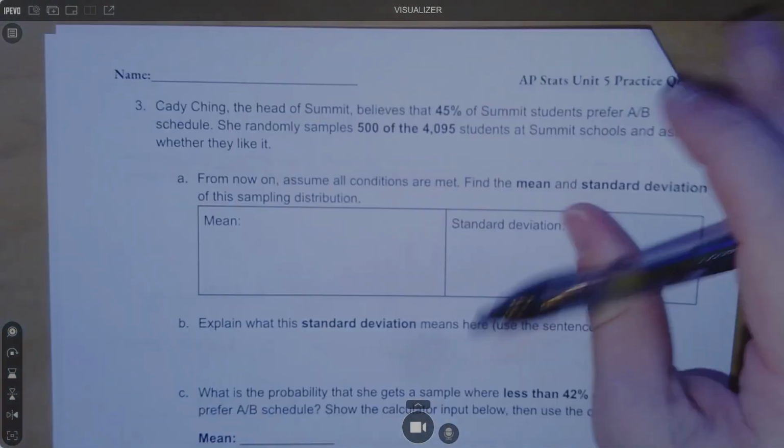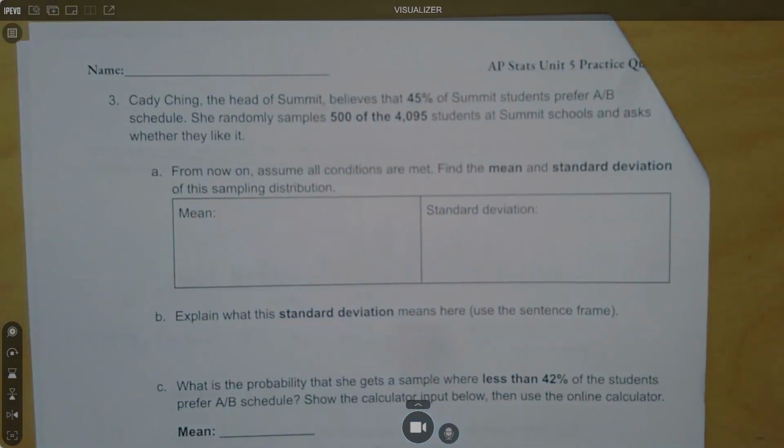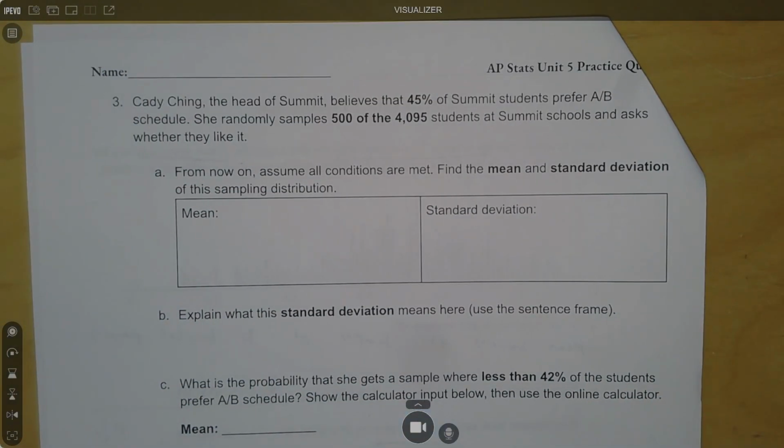Number 3. Katie Ching, the head of Summit, believes that 45% of Summit students prefer a B schedule. She randomly samples 500 of the 4,095 students at Summit schools and asks whether they like it. From now on, assume all conditions are met. Find the mean and standard deviation of this distribution.